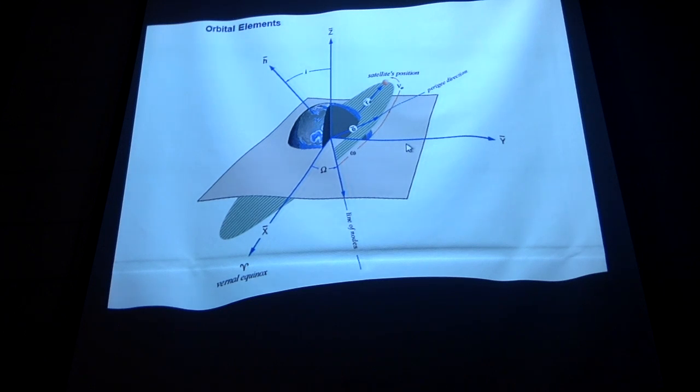Okay. This is telling you something about the orbit, the path of the orbiting body. This is telling you the shape of the orbit. This theta tells you where that orbiting body is at any given point of time. Right? This theta. So that's what we are going to see there.